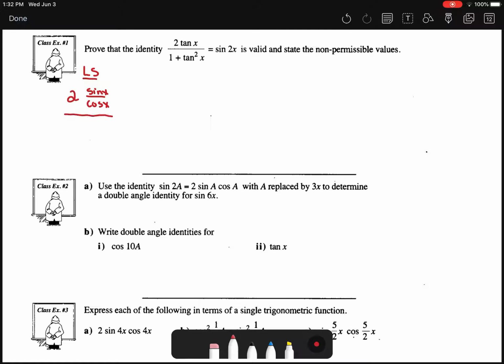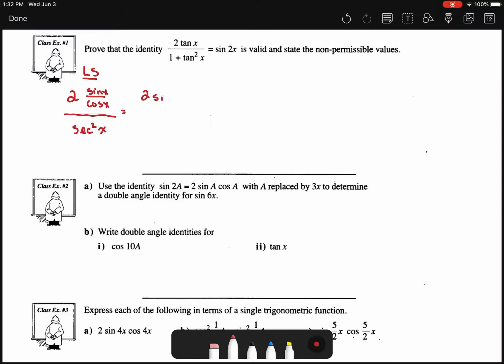Remember, we always try and write in terms of sine and cos if we can. So I have 2 sine of x over cos of x, that's the numerator. And in the denominator, I'm going to write secant squared of x. Now, where does that come from? Well, that's an identity from your identity sheet: 1 plus tan squared of x is equal to secant squared of x.